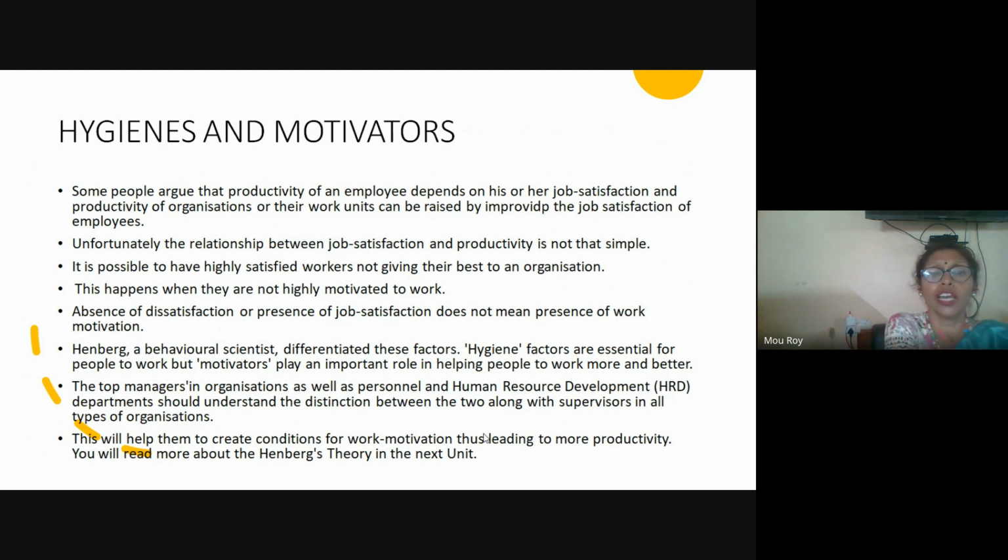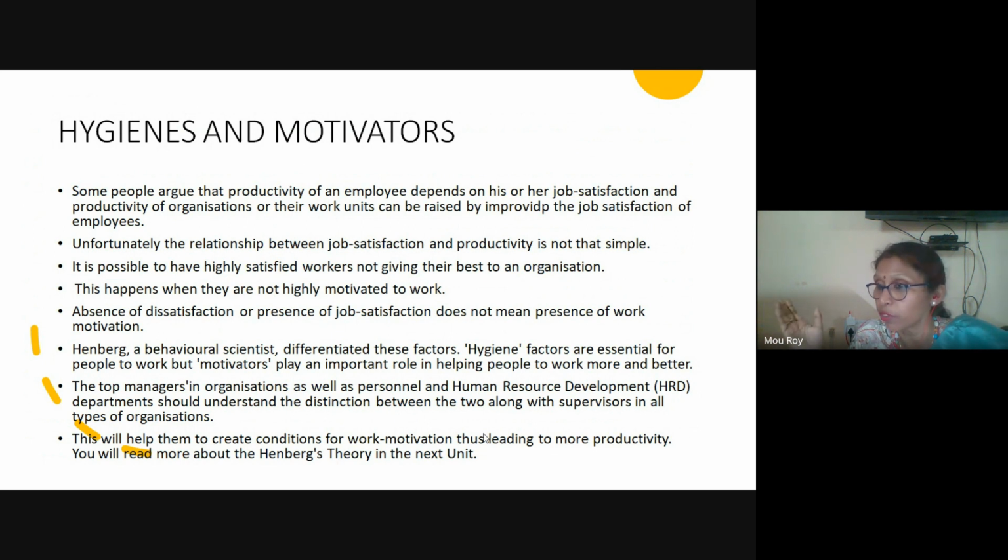Herzberg, the behavioral scientist known for his research on human behavior, differentiated these factors. Hygiene factors are very essential for people to work, but motivators play an important role in helping people to work more and better. See, suppose you're working in hotels where everything is centrally air conditioned, or even if you work in the IT industry, you are in an air conditioned environment.